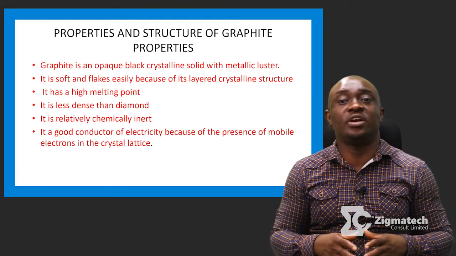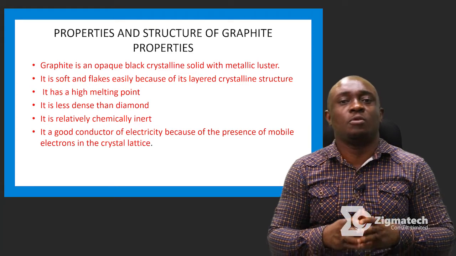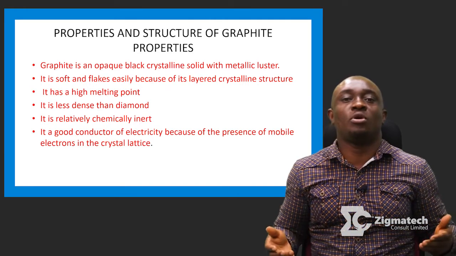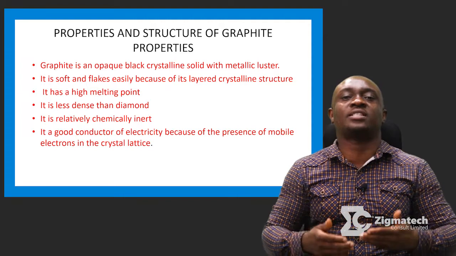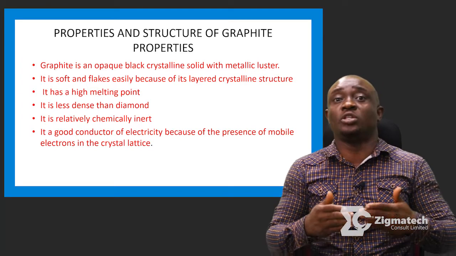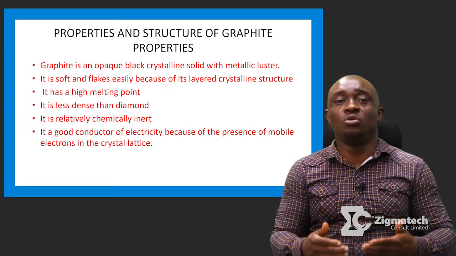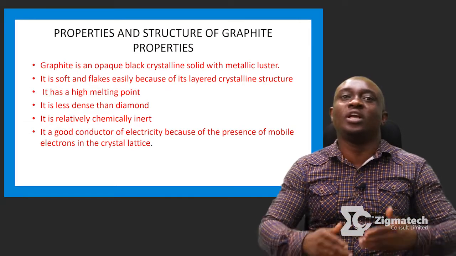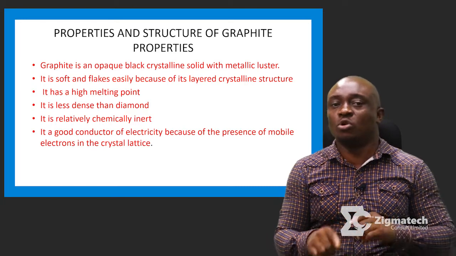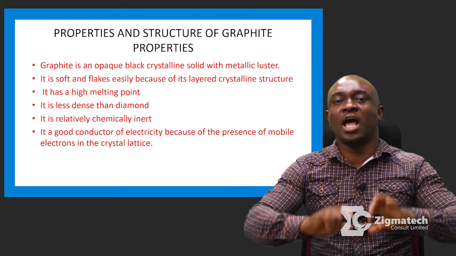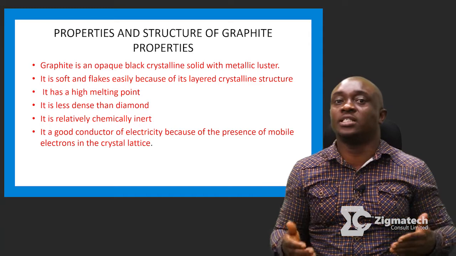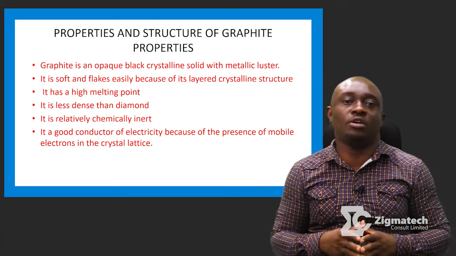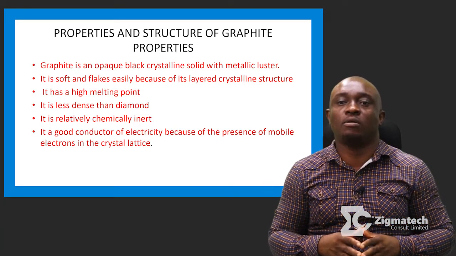Then it is relatively chemically inert. When we talk about inert, it means something noble. It cannot be easily attacked by chemicals. That is why in electrolysis in chemistry, we use graphite as one of the noble electrodes, which we call inert electrodes. It does not dissolve to add to the concentration of the electrolyte inside a battery or any of these rechargeable cells.